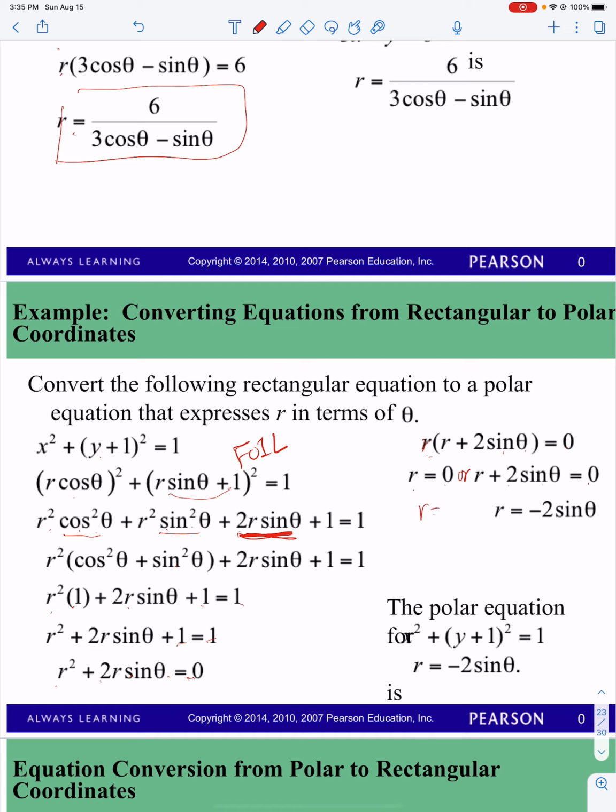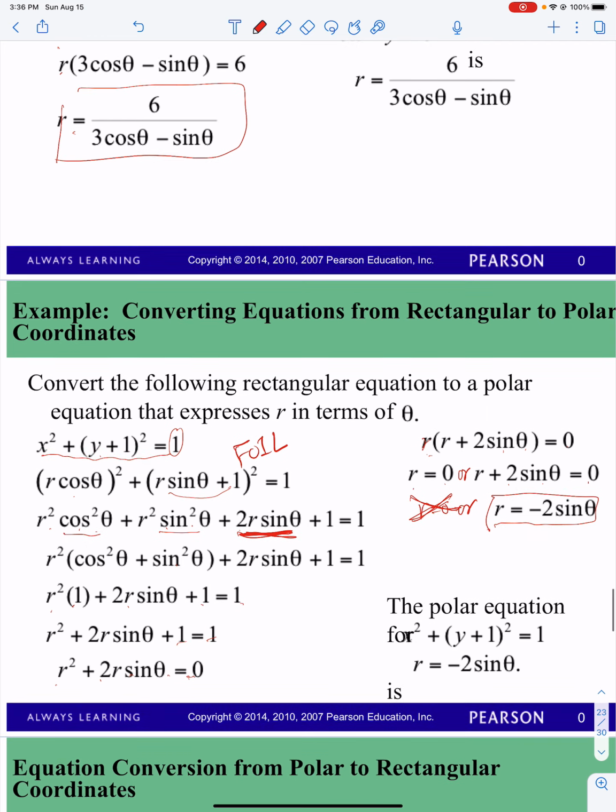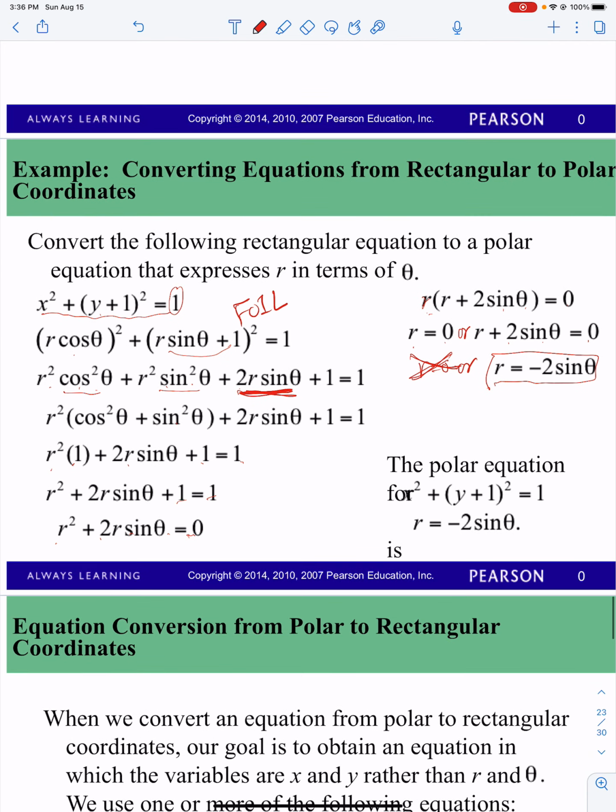Okay, so R equal to 0 or R equal to what? Negative 2 sine theta. Okay, because this is what? A circle, yeah? What is your radius here? Can R be 0 here? No, yeah? So R cannot be 0 here. Because if it's 0, it will be a dot, yeah? So the R we want to choose is what? Negative 2 sine theta. Okay, so this is this.